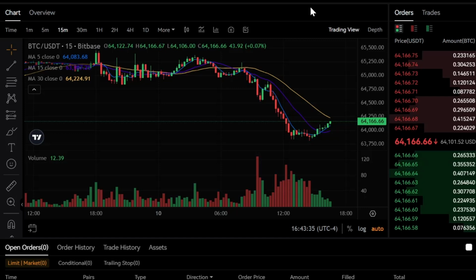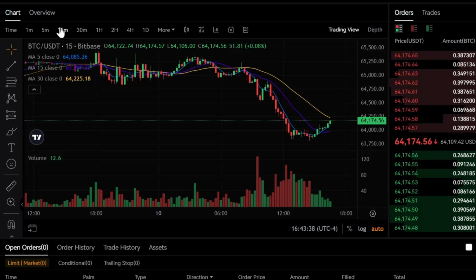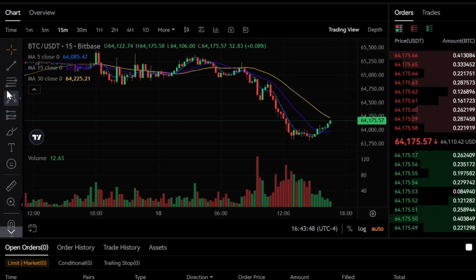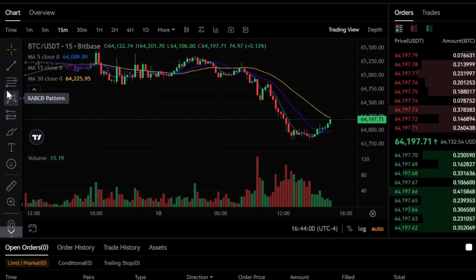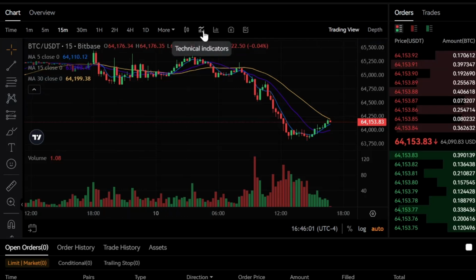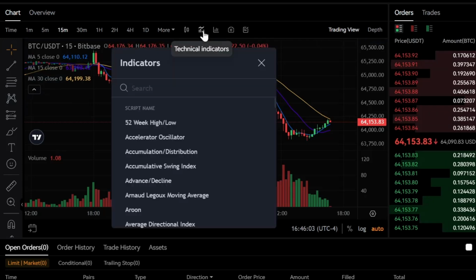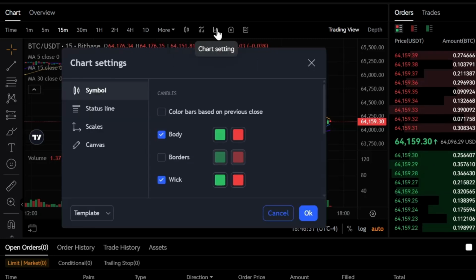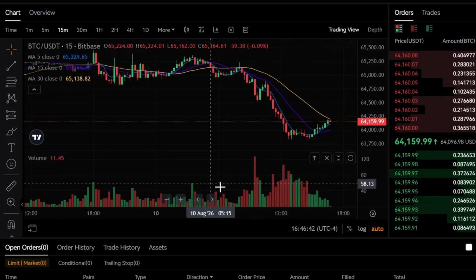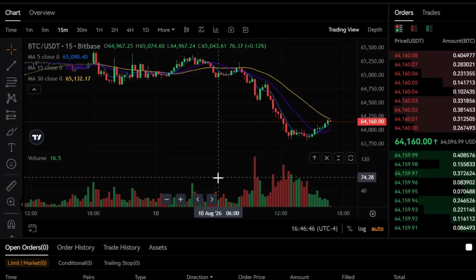The chart helps us review price movement. Timeframes change how much activity each candle represents. Drawing tools on the left can mark trends, support, and resistance lines, while indicators, such as moving averages or RSI, provide extra information. Chart settings change the appearance of the chart, and the trading volume on the bottom shows the activity during each candle. These tools can support your research, but remember, they cannot predict the market.